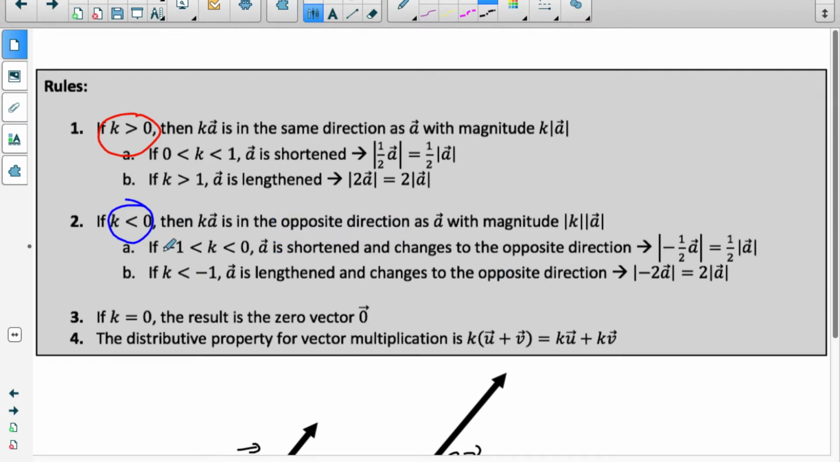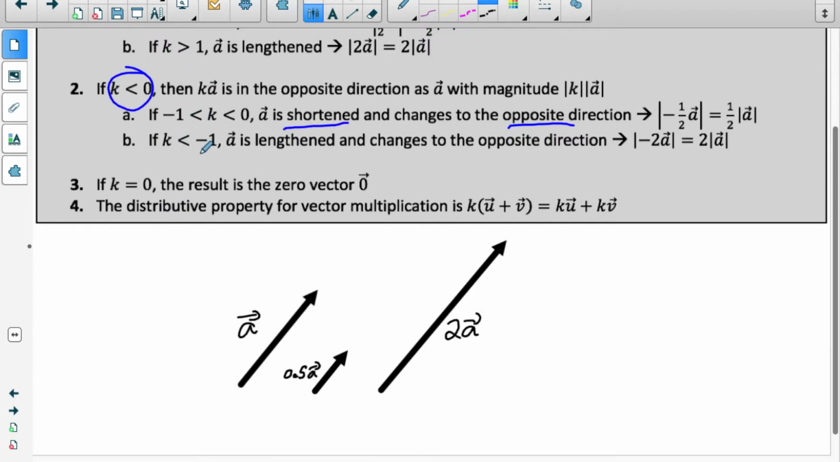If the k value is between -1 and 0, it shortens it, and it changes it to the opposite direction. Because it's negative, it changes it to the opposite direction, and because it's between -1 and 0, it's going to make it shorter. So for example, if we multiplied A by -1/2 and found its magnitude, that would be equal to 1/2 of the magnitude of vector A. The negative just changes it to the opposite direction, but its magnitude is half that of vector A.